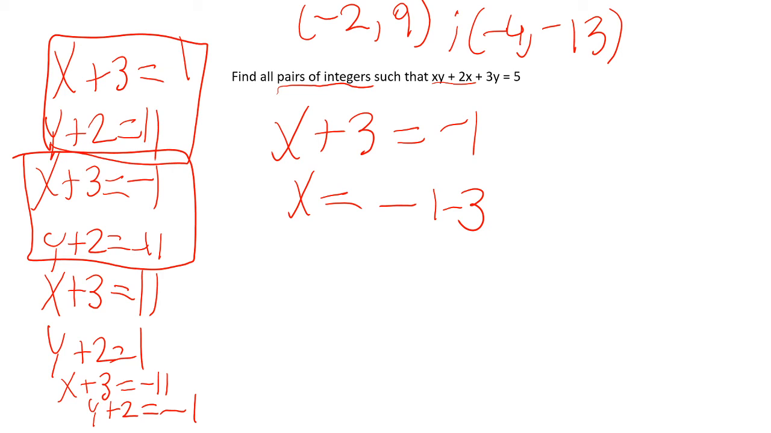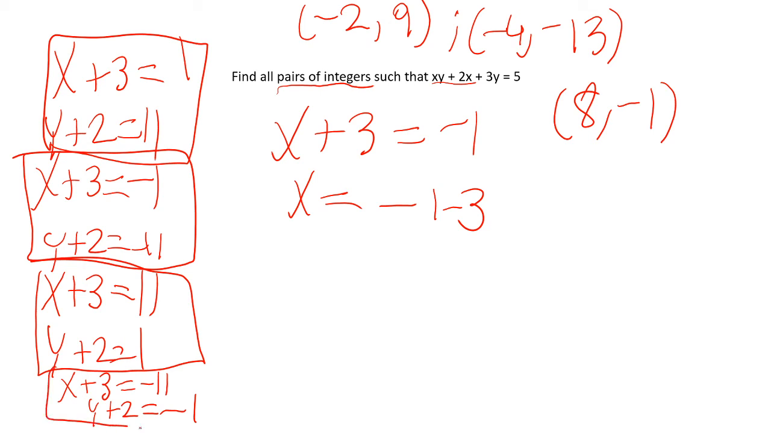And now we have a couple more cases. x plus 3 equals 11. Subtract off 3: 11, 10, 9, 8. That means x is equal to 8. y plus 2 equals 1. Subtract off the 2, we get 1 minus 2, which is equal to negative 1.